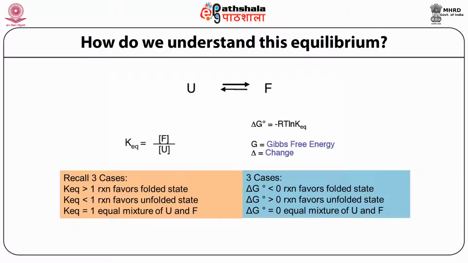This depends on the concentration of the unfolded state. If the K equilibrium is more than 1, it means the reaction favors the folded state. If K equilibrium is less than 1, then the reaction favors the unfolded state, and K equilibrium of 1 means an equal mixture of folded and unfolded state. The same thing decides the value of delta G: if delta G0 is less than 0, the reaction favors the folded state. A positive delta G favors the unfolded state, and delta G at 0 is an equal mixture of unfolded and folded state.